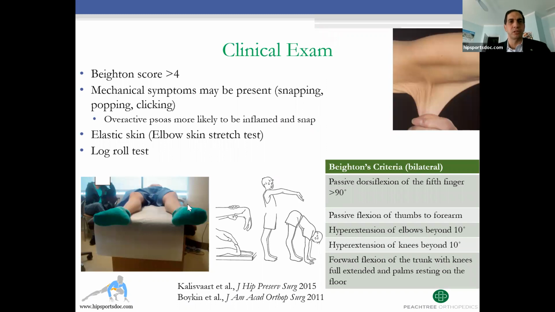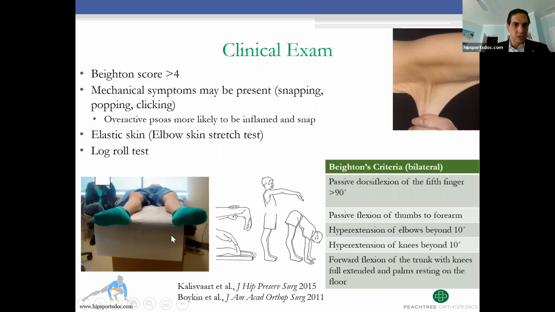A clinical examination, the Beighton score is a score that we regularly take in our patients who we suspect may have microinstability. These are just the factors that we look at here. This picture shows two of the criteria, which is forward bend. It's a palm to floor with the knees straight. In this case, demonstrating hyperextension of the knees in both pictures. Hyperextension of the elbows, thumb to forearm, and fifth finger hyperextension.